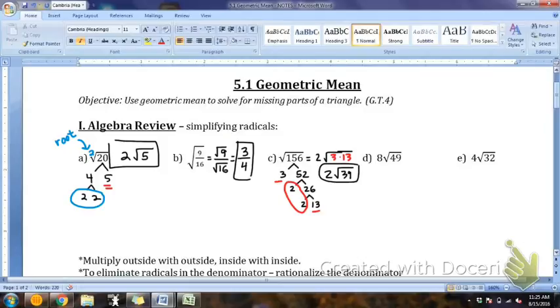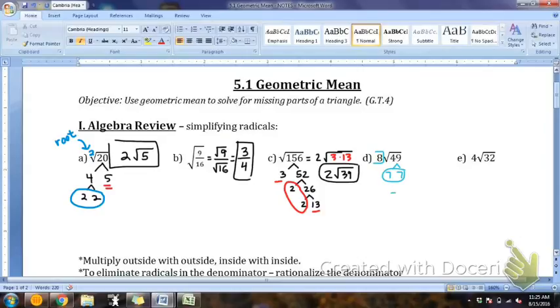Okay, now we have 8 times the square root of 49. So we are going to forget about this 8 for a minute. We're going to set it off to the side. So just put a bracket around it. What is the square root of 49? 7. And if you didn't know that, you could break it down to 7 and 7, and look, you have a group of 7s, right?